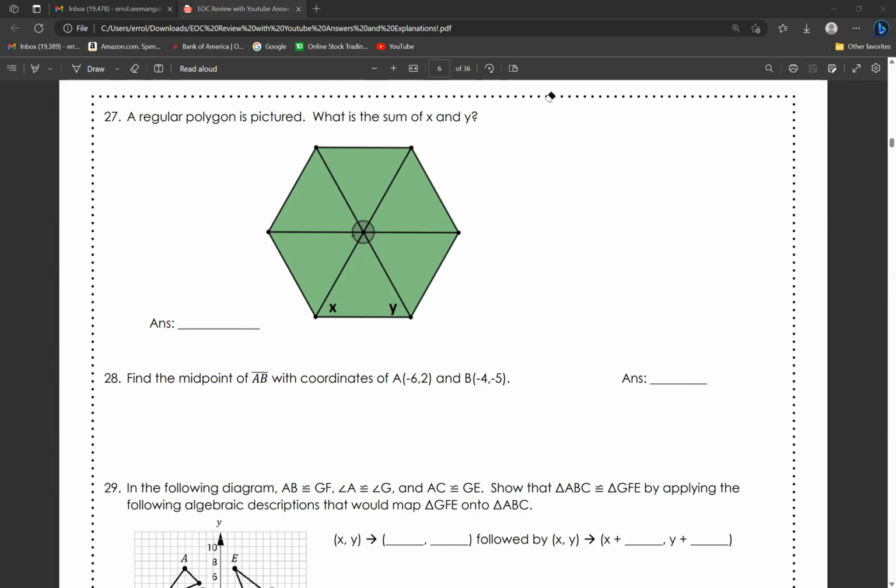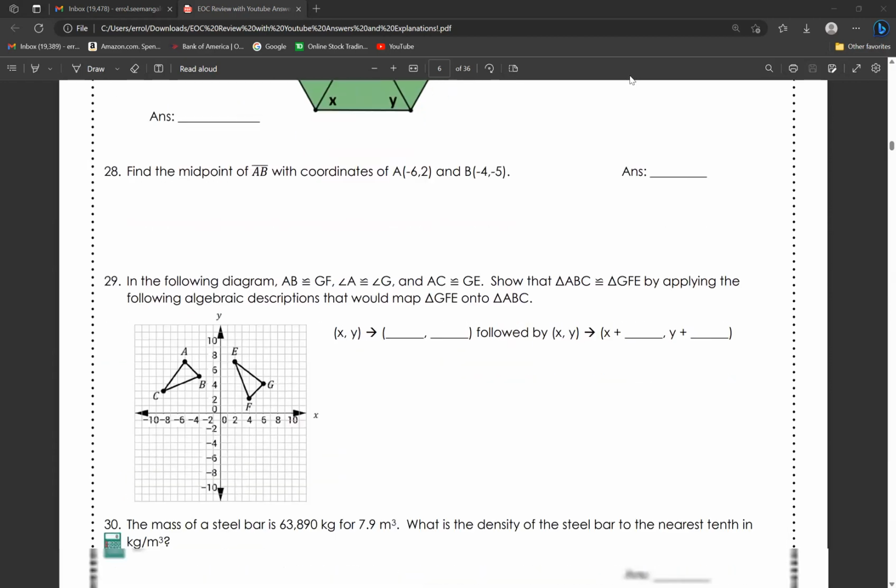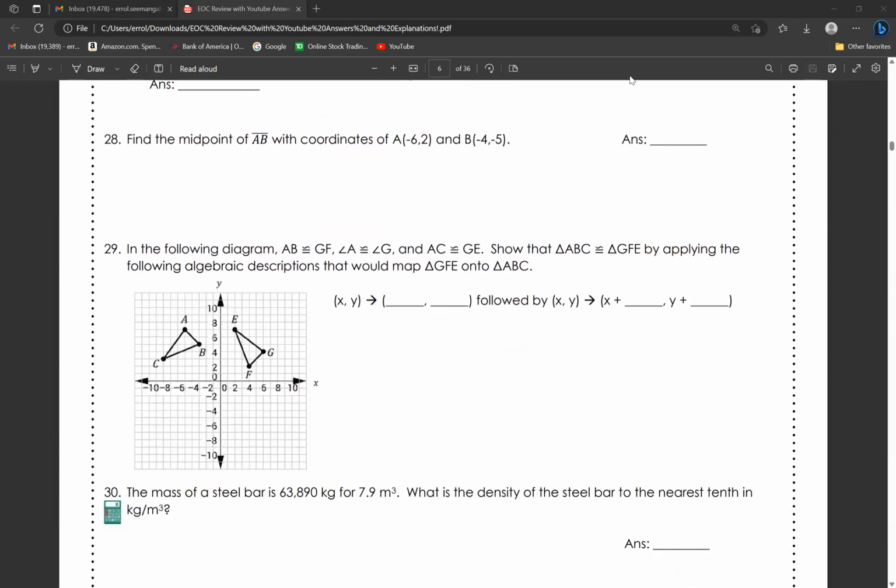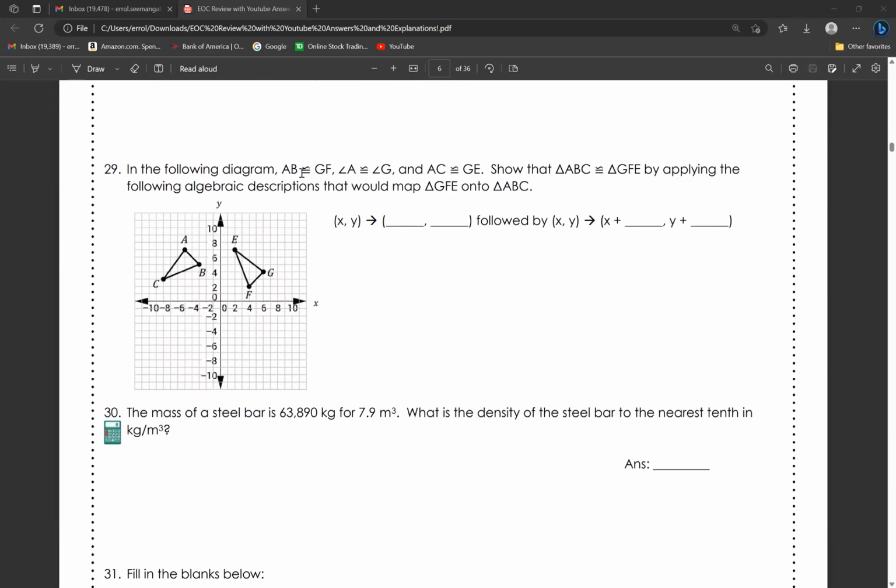That's 27, 28. Find the midpoint of AB with coordinates that and that. There's a formula. Just use the formula for that one. 28. 29. In the following diagram, that is congruent to that. Angles that. Show that triangle ABC is congruent to GFE by applying the following algebraic descriptions that would map triangle GFE onto triangle ABC.